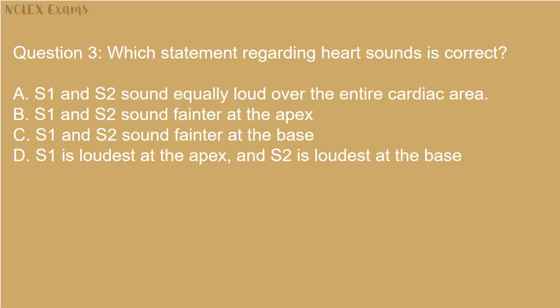Question 3. Which statement regarding heart sounds is correct? A. S1 and S2 sound equally loud over the entire cardiac area. B. S1 and S2 sound fainter at the apex. C. S1 and S2 sound fainter at the base. D. S1 is loudest at the apex, and S2 is loudest at the base.